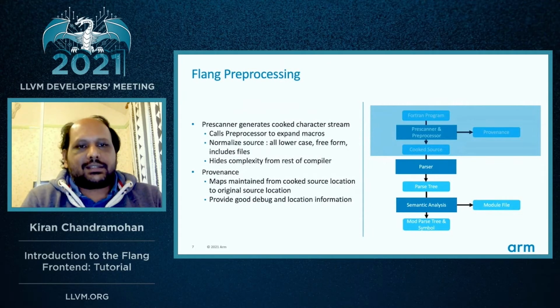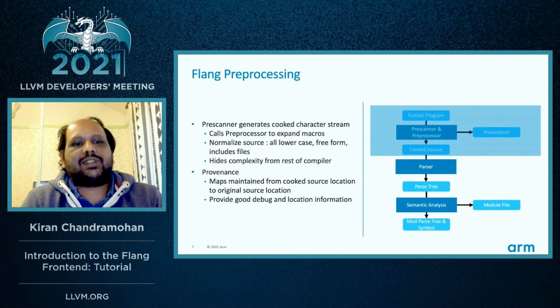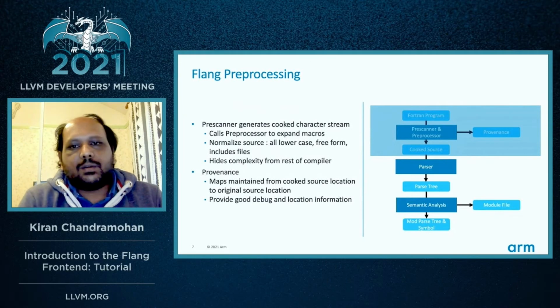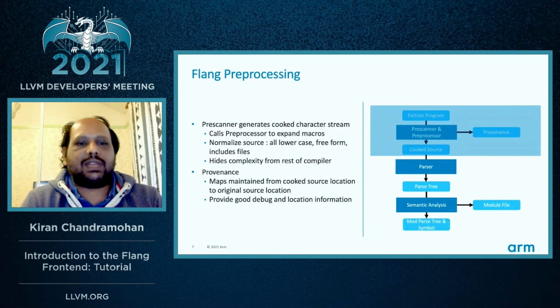So now let's come back to Flang, now that we have had a look at some simple Fortran programs. The first stage of most compilers is the pre-processing stage. In Flang, what we have is a pre-scanner and a pre-processor working together. The output of this stage is a form called the cooked source, which is a version of the source program, but which is normalized.